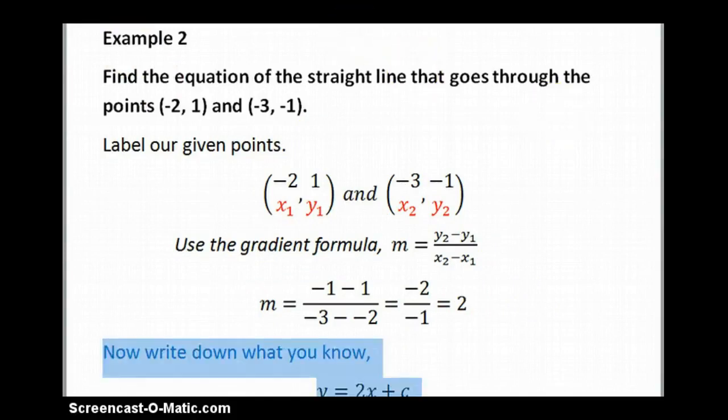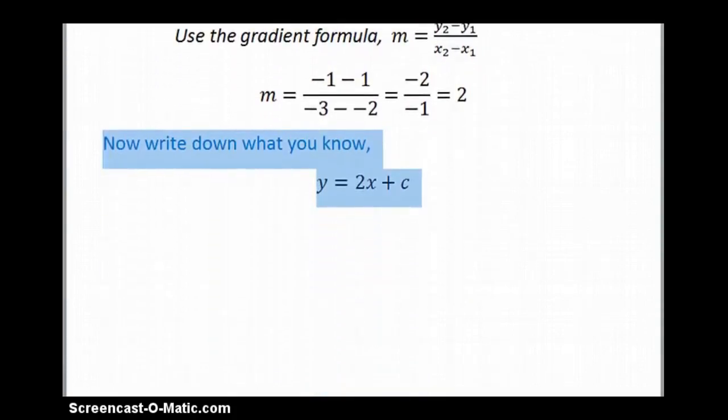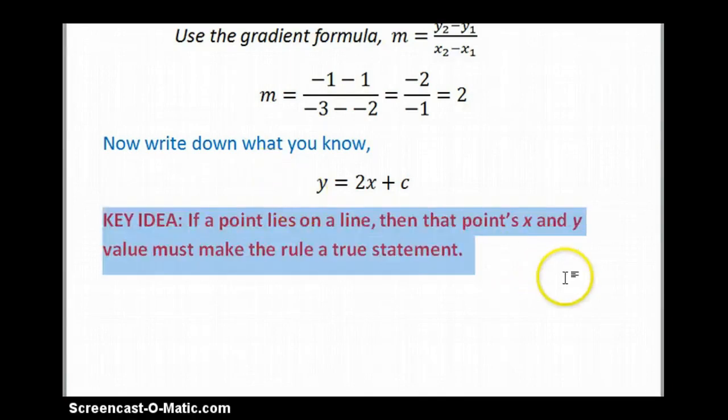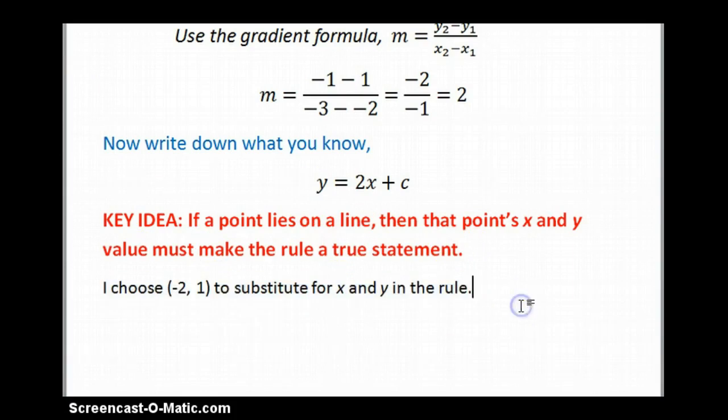So we write down what we know. So what we know so far, let's move this up for you, is that our rule is y equals 2x plus c. Now, we had 2 points at the start. We just have to choose one to substitute for x and y, because if a point lies on a line, then that point's x and y value must make the statement true. So I'm just going to choose the first point again. There's really no hard and fast rule here. You could choose the second point. So I'm going to replace into our rule x for -2 and y for 1.